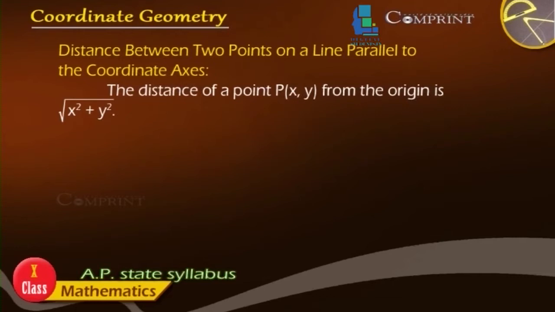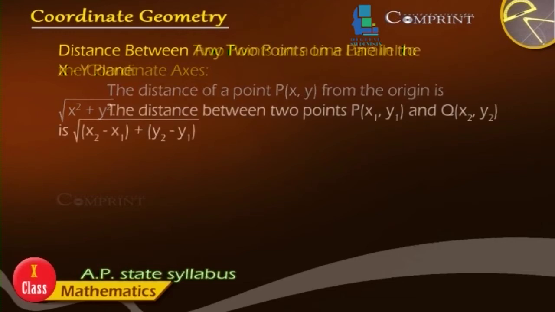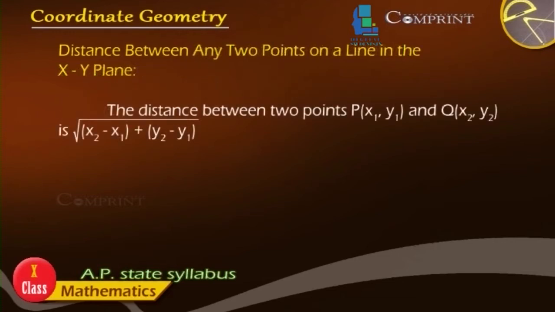The distance of a point P (x, y) from the origin is the square root of x square plus y square. Distance between any two points on a line in the xy plane. The distance between two points P (x1, y1) and Q (x2, y2) is the square root of (x2 minus x1) whole square plus (y2 minus y1) whole square.